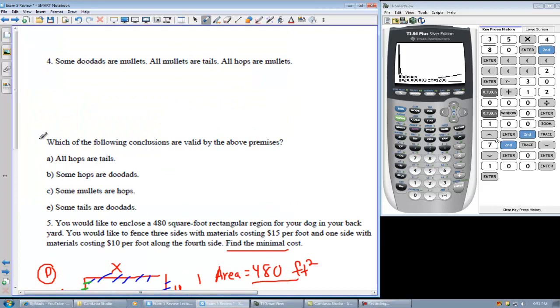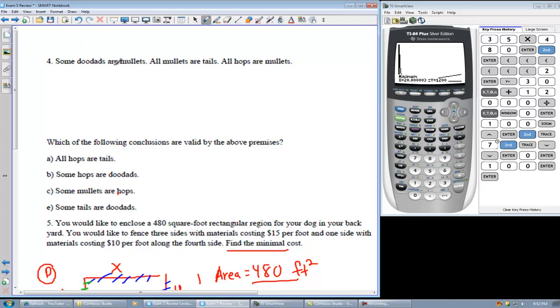And so this is number 4. And it says, some doodads are mullets, and all mullets are tails, and all hops are mullets. Which of the following conclusions are valid by the following premises? Okay. So what do we do? All right. You have to draw a picture, right? So you want to figure out, are all hops tails? Some hops are doodads. Some mullets are hops. Some tails are doodads, and so on.